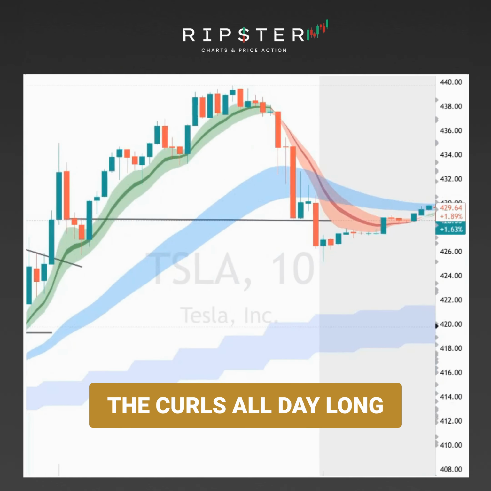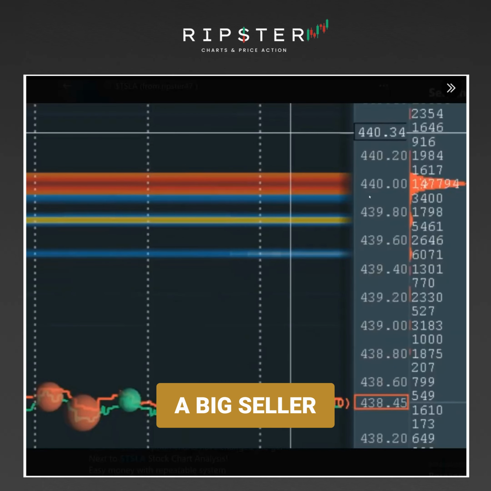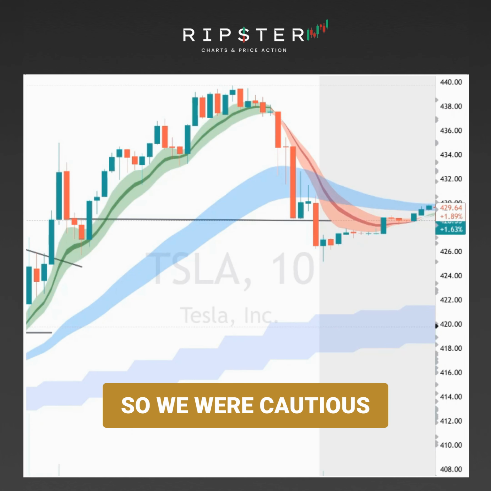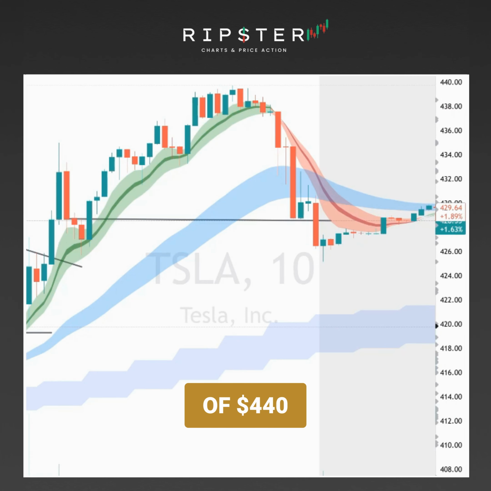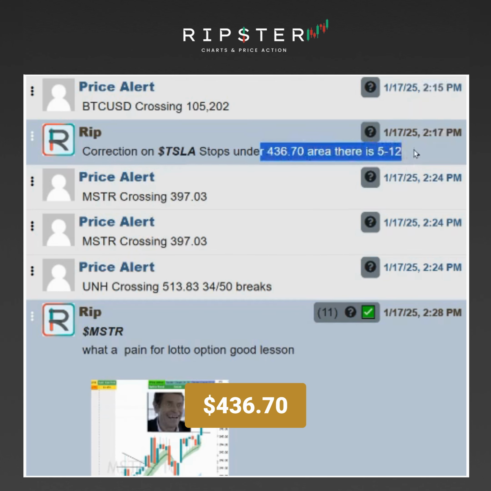So we were taking the calls all day long, but we were also watching the sellers. Then we saw a big seller, almost 200,000 shares later in the day, at 440s. So we know that 440 is a big wall, and we were cautious about this Tesla level of 440s. Then finally I gave the stops. Those are your final stops, 436.70, and that's a 512.